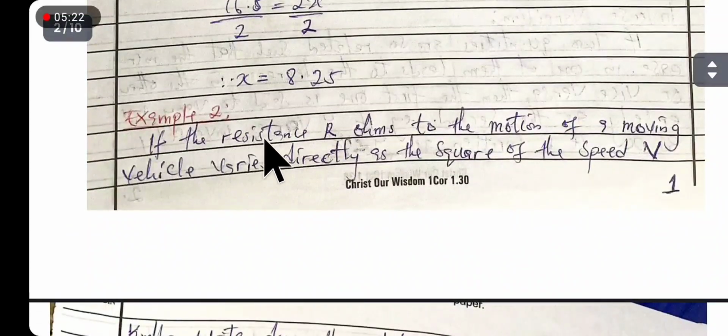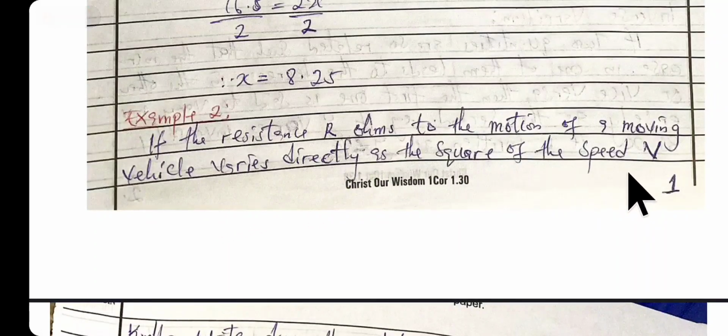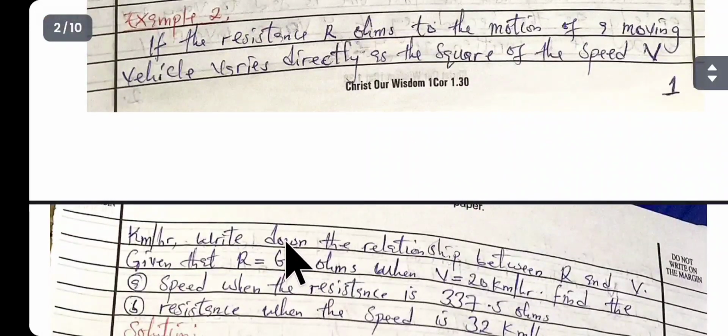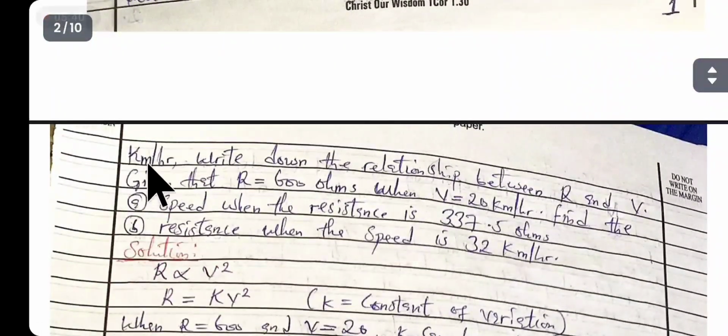Example 2. If the resistance R ohms to the motion of a moving vehicle varies directly as the square of the speed v, and measured in kilometers per hour, write down the relationship between R and v.